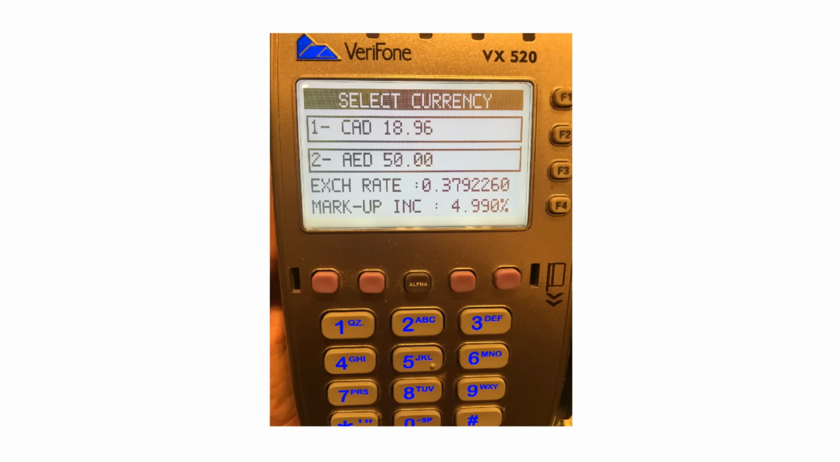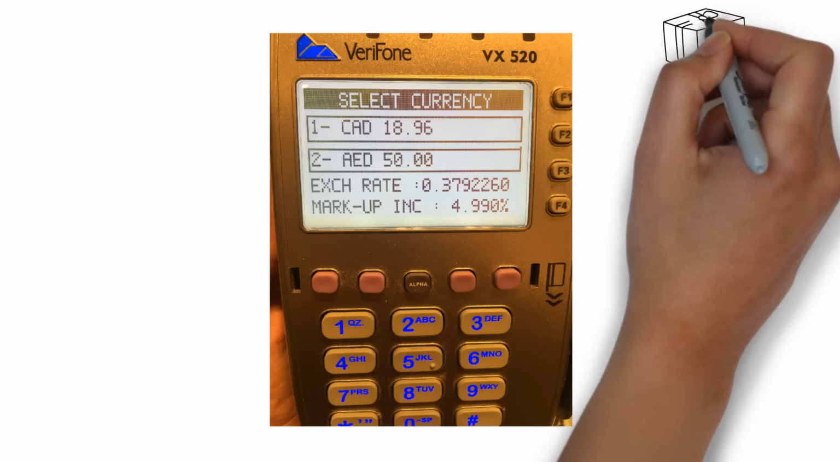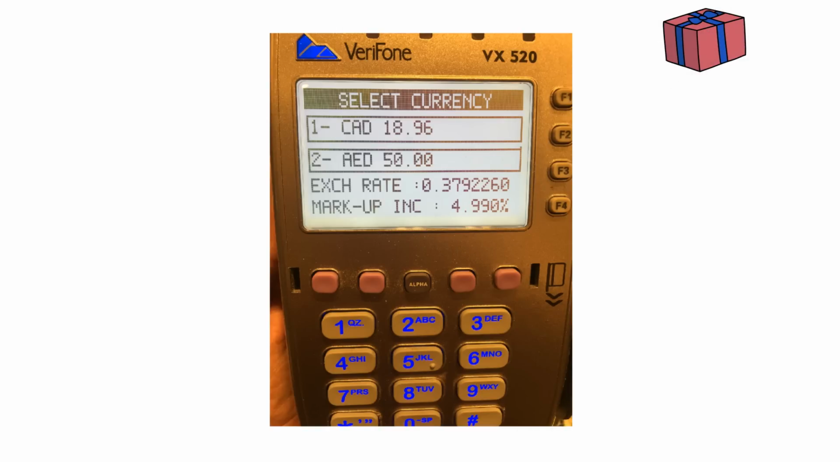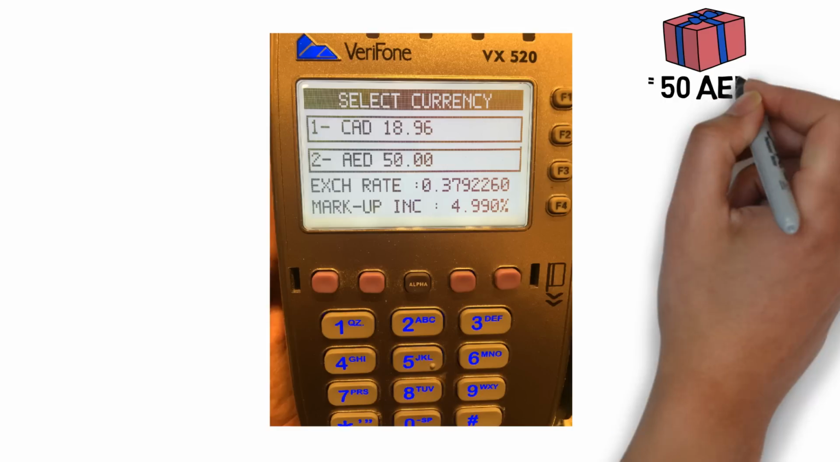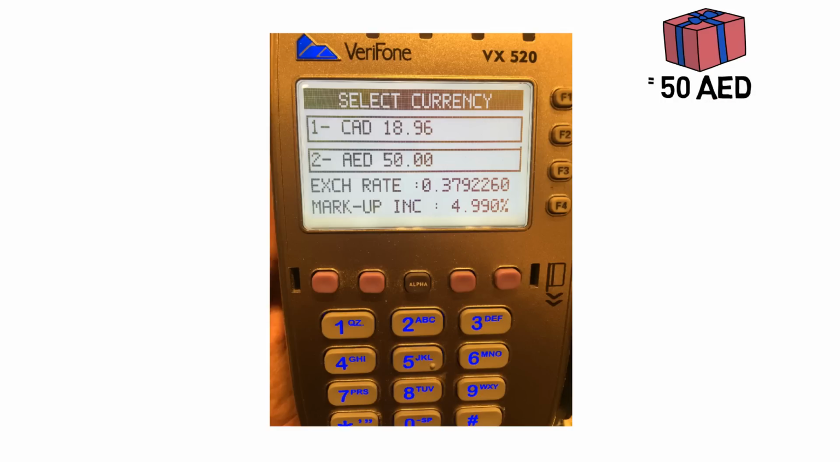Let's take another look at our original example. Again, I'm from Canada, so my home currency is Canadian dollars. I was buying a box of chocolates in Dubai to take home for my girlfriend. Now, I ate most of them once I got home, but that's besides the point. It's the thought that counts. The box of chocolates was priced at 50 dirhams. And at the point of sale, I could have opted to pay in my home currency of Canadian dollars for $18.96 or pay in the local currency of 50 dirhams. Let's see what the final cost would be in each scenario.